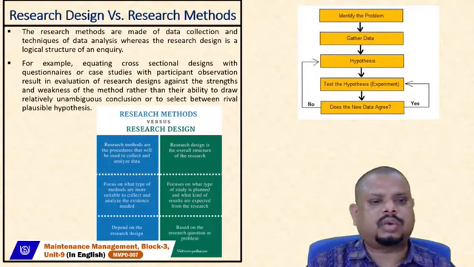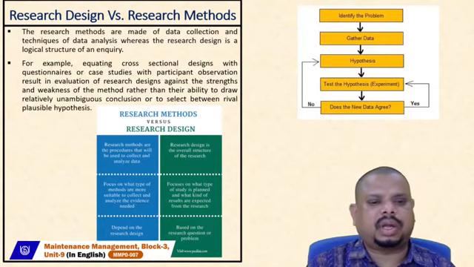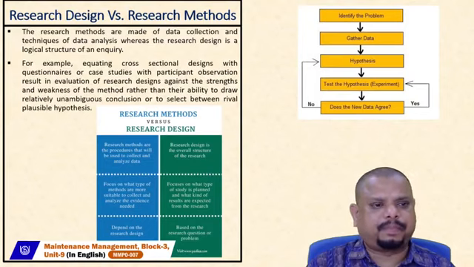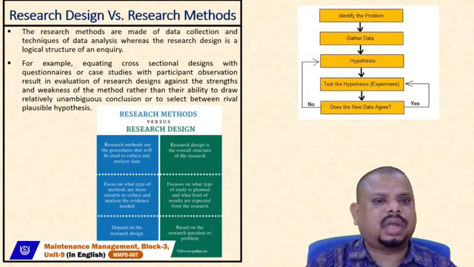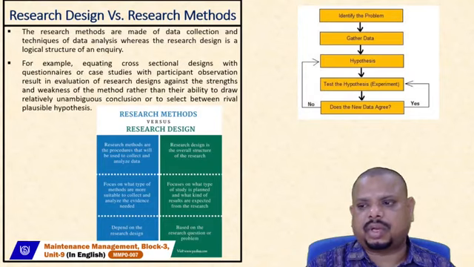For example, equating the cross-sectional design with questionnaires, or the case study with participant observation, results in evaluating research designs against the strengths and weaknesses of the method rather than their ability to draw relatively unambiguous conclusions or to select among rival plausible hypotheses. So research methods are made of data collection, and research design is the logical structure of inquiry.